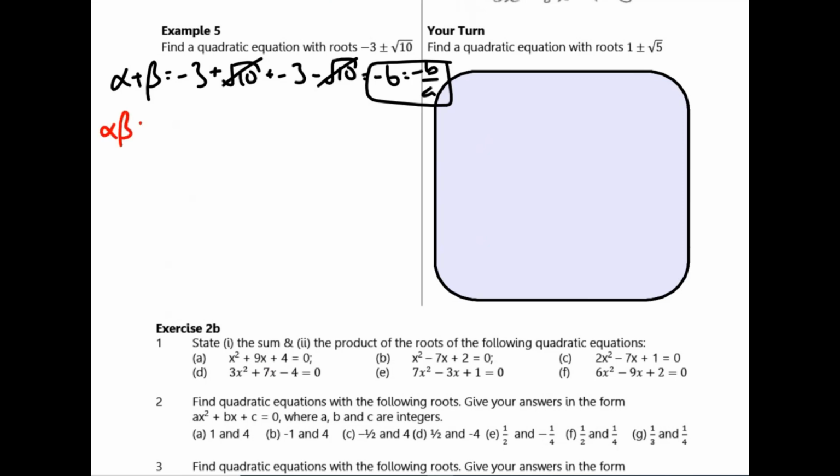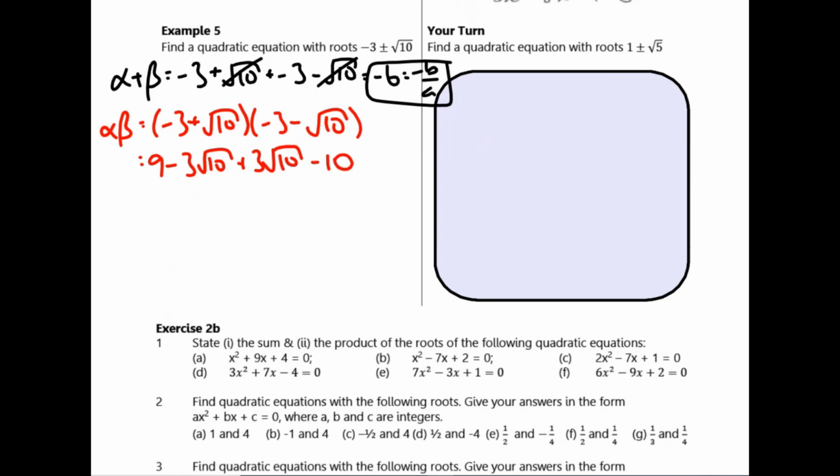We do the product of the roots as well, so -3 plus root 10 times -3 minus root 10. If I expand this out, I will get 9 minus 3 root 10 plus 3 root 10 minus 10. Again, the root 10 terms cancel out. I get left with -1, and this time that's equal to c over a.